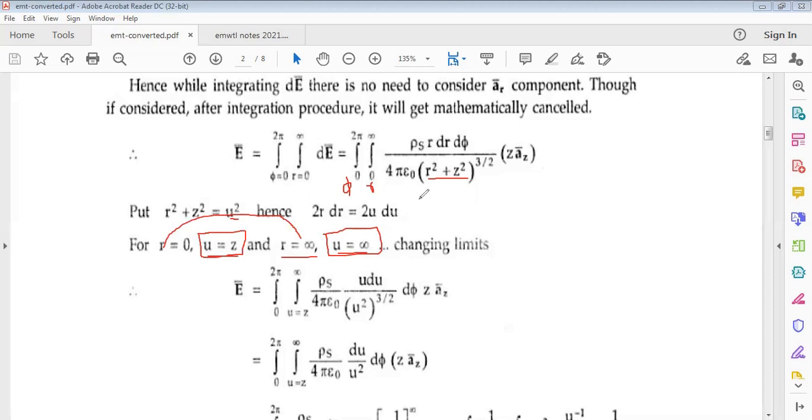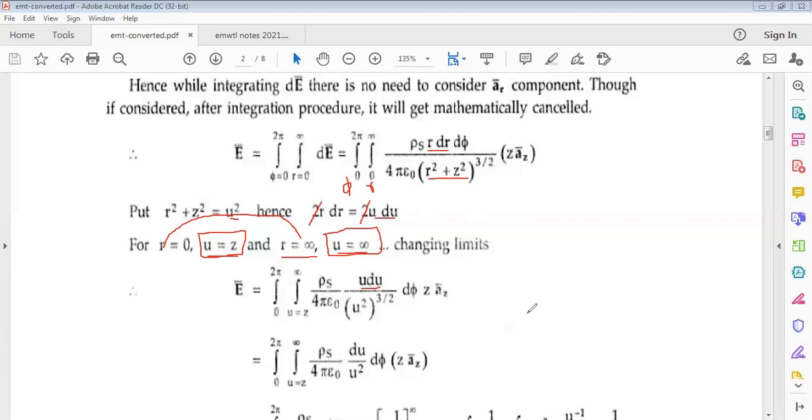So rho s R dr d phi is there. The R dr terms get cancelled, and whatever the R dr is replaced with is mu d mu. The d phi is the same, the rho s is the same, and Z into az bar is also the same. 4 pi epsilon naught, the total of R square plus Z square is mu square, whole power 3 by 2. Got it, my dear students?